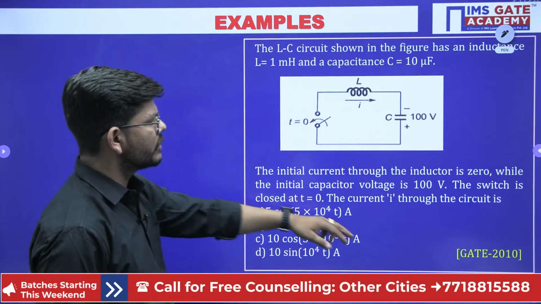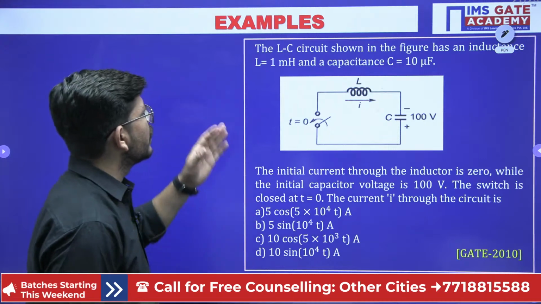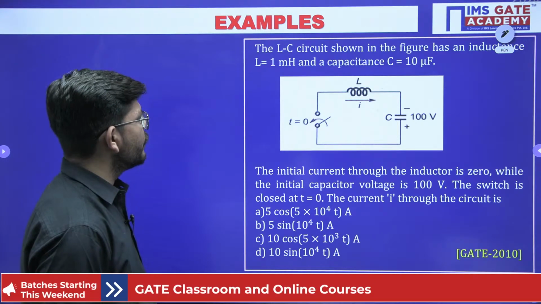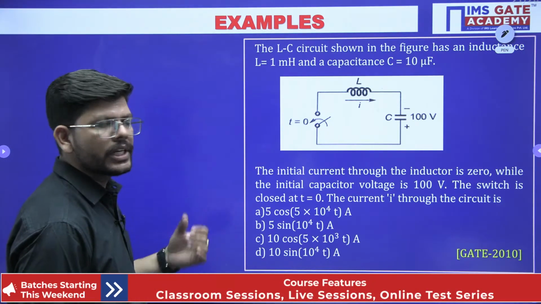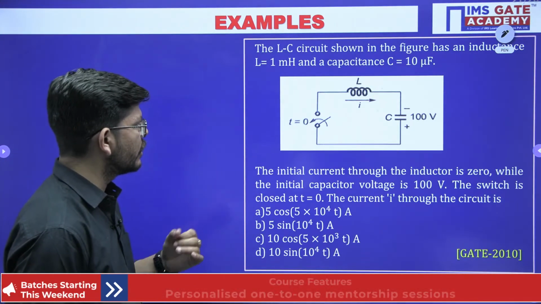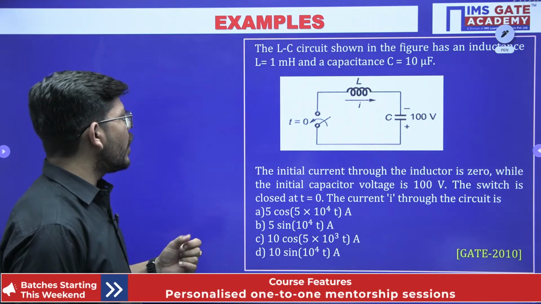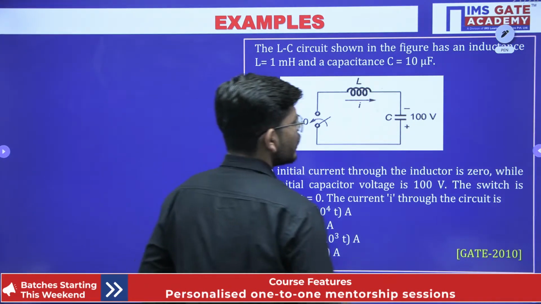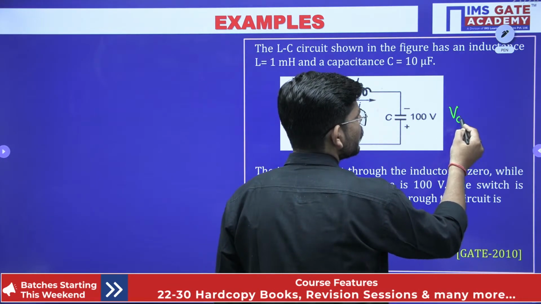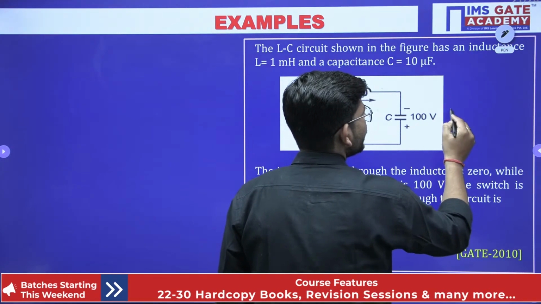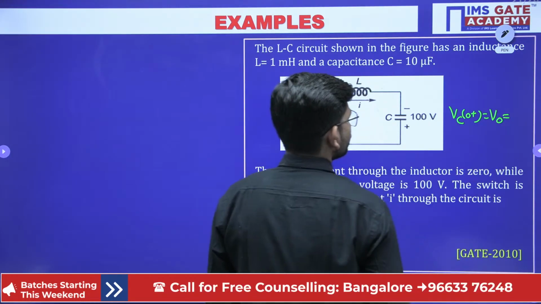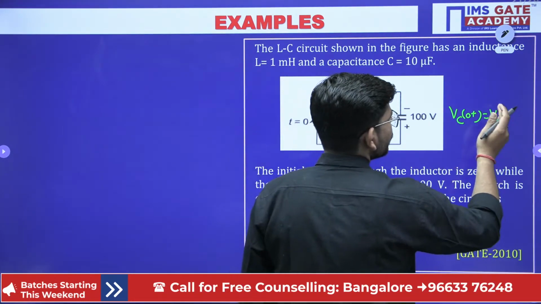Now just see this particular circuit, GATE 2010 problem. The LC circuit shown in the figure has an inductance L and capacitance C given. Initial current through the inductor is 0, no initial current across the inductor, and in our case as well we haven't considered any initial current across the inductor, while the initial capacitor voltage is 100 volt. As per the polarity you can see the initial capacitor voltage we are writing as Vc naught, which is V naught here, and as per the polarity, what is Vc naught?